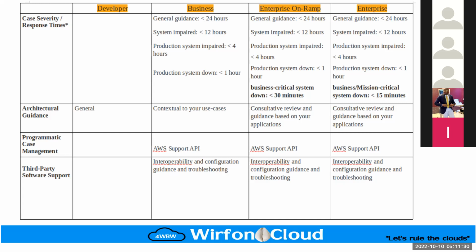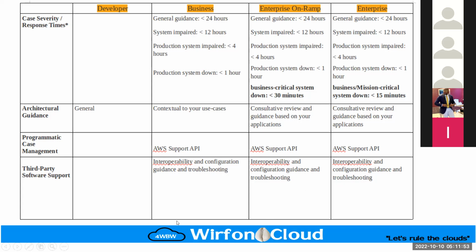On the enterprise, we have general guidance, less than 24 hours. System impaired, less than 12 hours. Production system impaired, less than 4 hours. Production system down, less than 1 hour. And also we have business or mission critical system down, less than 15 minutes.